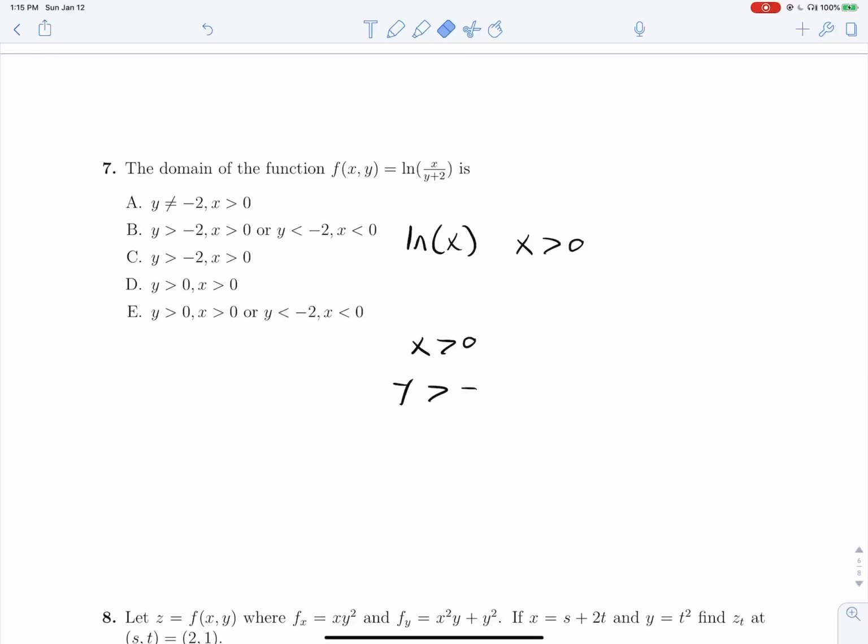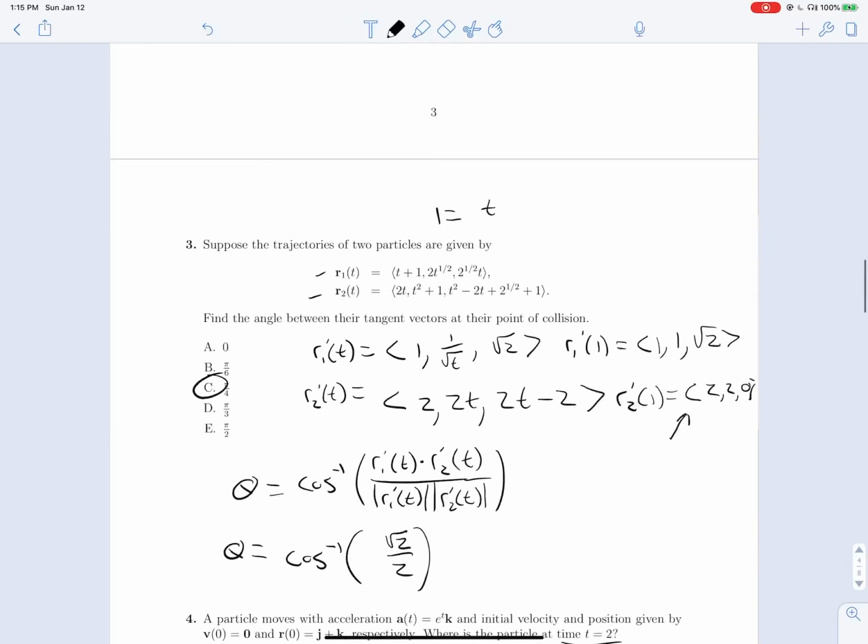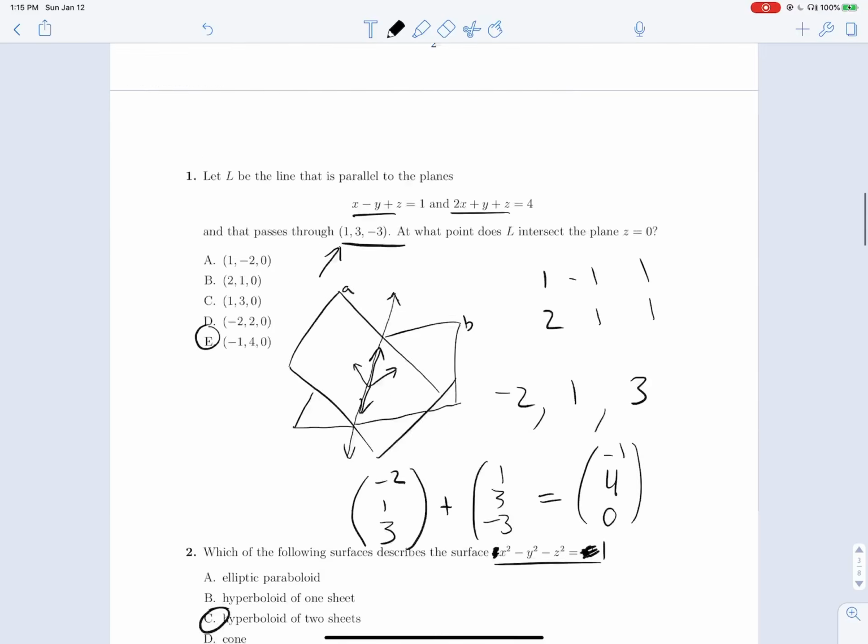But then we also know that x can be less than 0, and really I should use a different variable. There we go. If x is less than 0, y just has to be less than -2, so that we'll have a negative term on the bottom and a negative term on the top. And we see that that is answer choice B. Yep, okay.